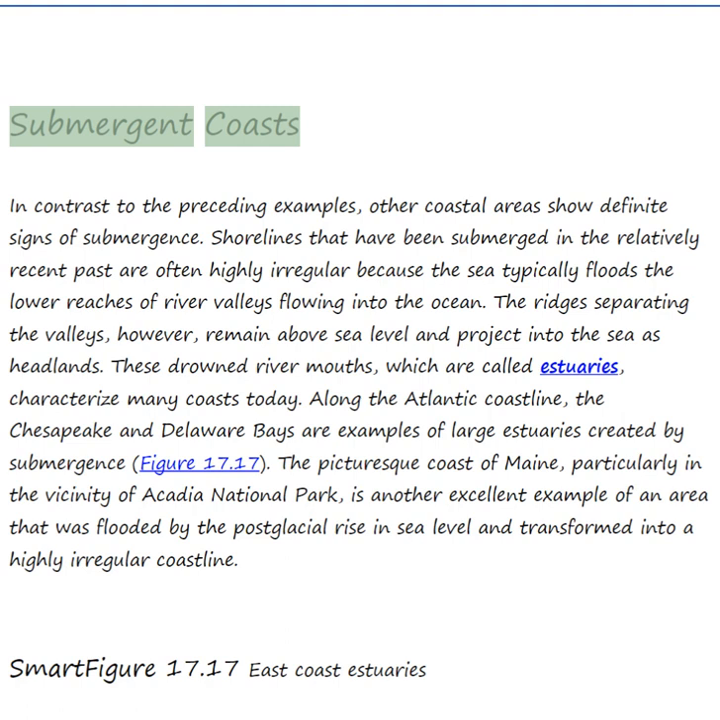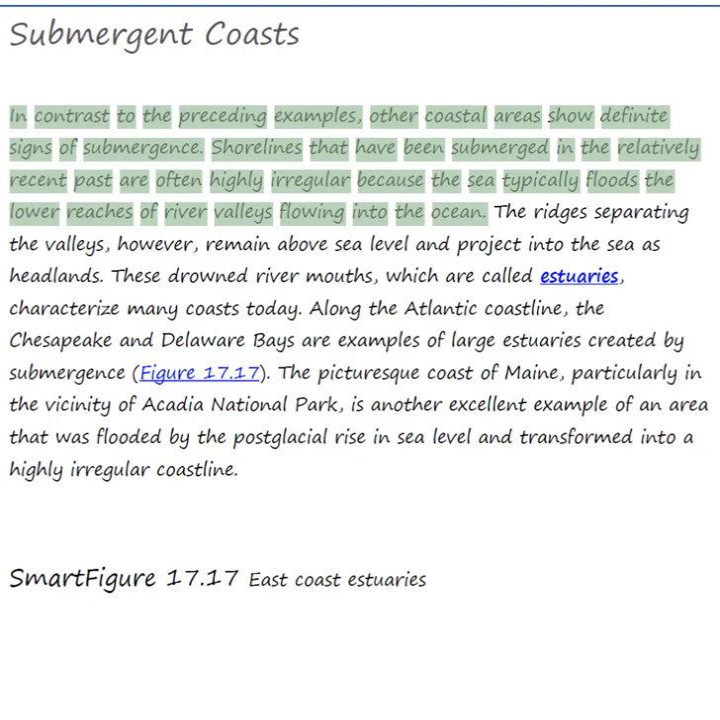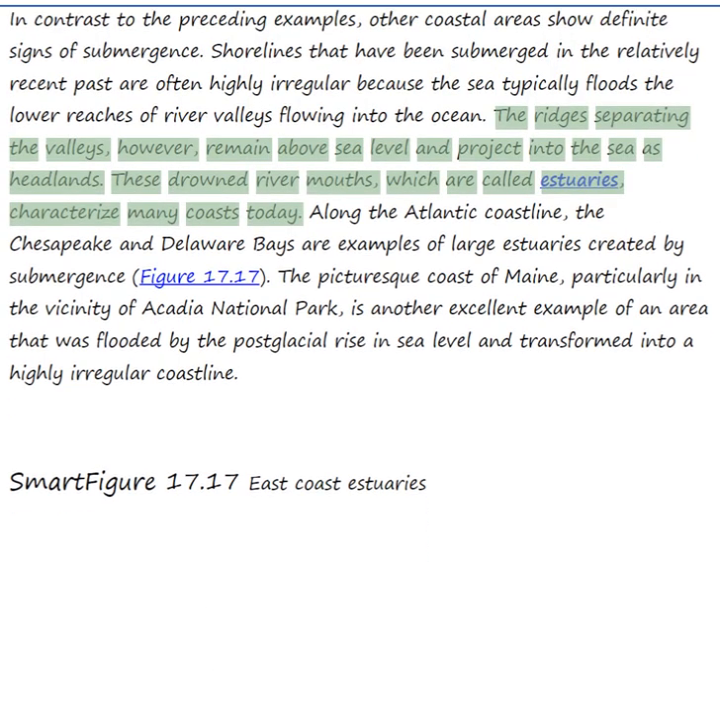Submergent coasts. In contrast to the preceding examples, other coastal areas show definite signs of submergence. Shorelines that have been submerged in the relatively recent past are often highly irregular because the sea typically floods the lower reaches of river valleys flowing into the ocean. The ridges separating the valleys, however, remain above sea level and project into the sea as headlands. These drowned river mouths, which are called estuaries, characterize many coasts today.